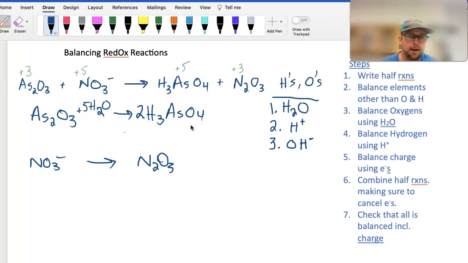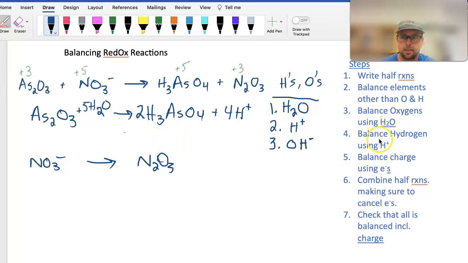The problem is we have 10 hydrogens over on the left side now. And we only have 6 on the right. So using our ability to put in hydrogen ions in order to balance, 10 on the left, 6 on the right means we need to add 4 hydrogen ions on the right. So now our arsenic, our oxygen, and our hydrogen are all balanced.